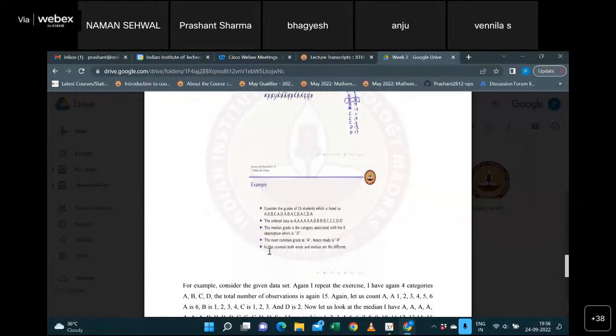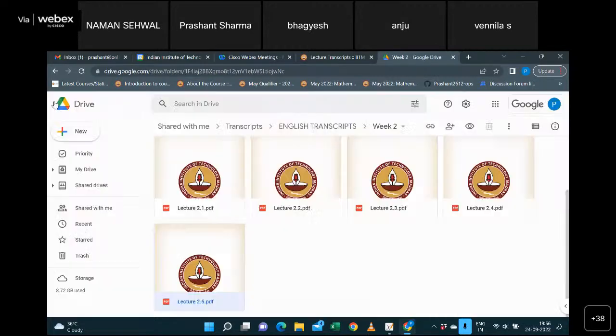See, if you read the statement carefully, ma'am said that in this example both median and mode are the same. In other examples, median and mode are different. In this example, not for all. She is not saying it in general. She said it only for this particular example. Okay, sir. Thank you.